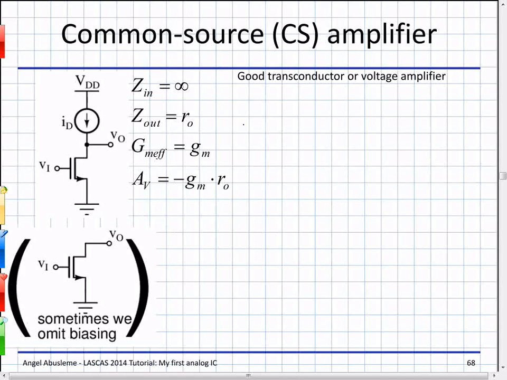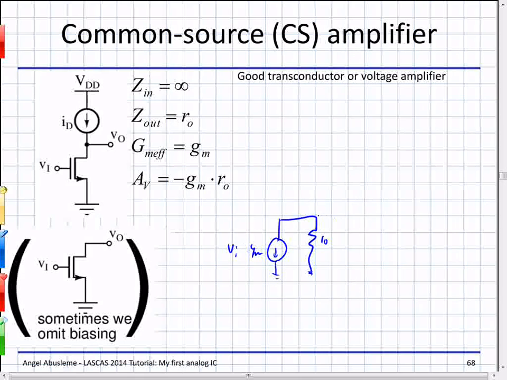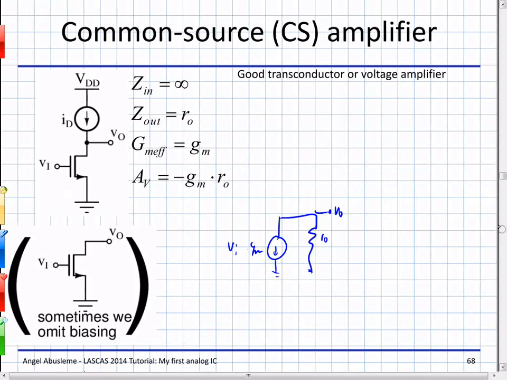So we know how to model this. This is exactly what I showed before. GM R naught, and this is GM times VI. This is VO. That's it. And we can compute all this from the small signal model.